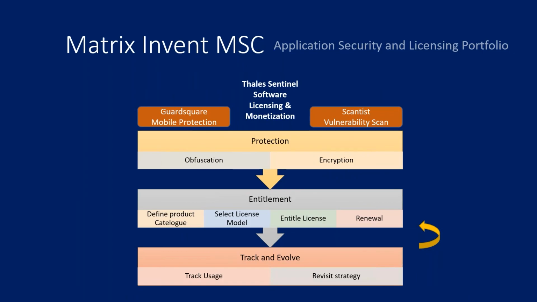So three key things you can think about, the process is very simple. From the time of authentication, you have to protect your software, and then you entitle the software: define the product catalog, select the license model, entitle the license, and then manage the renewal as well. So from protection until entitlement, and most important at the next stage, what you can do with the capability of these tools is to monitor your customers' usage of the modules.